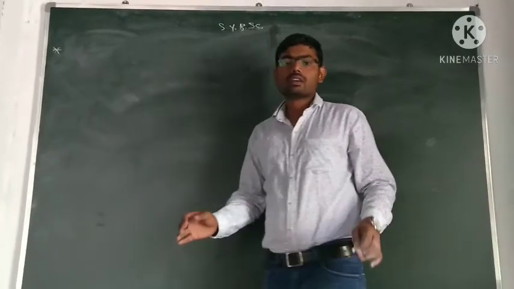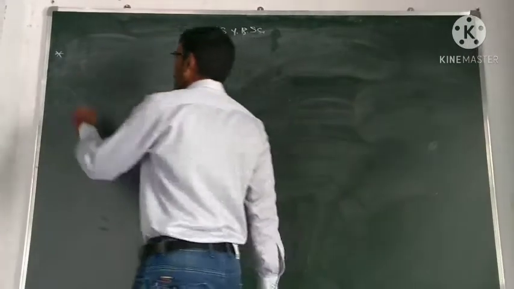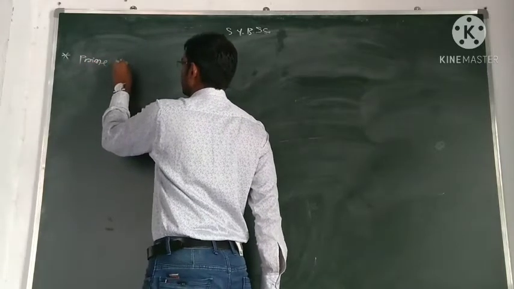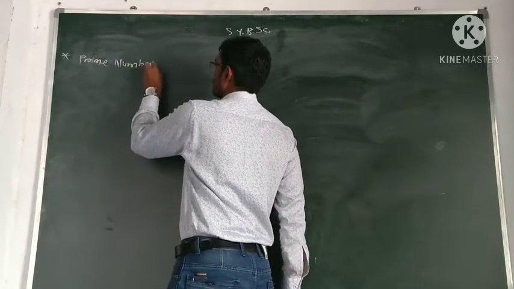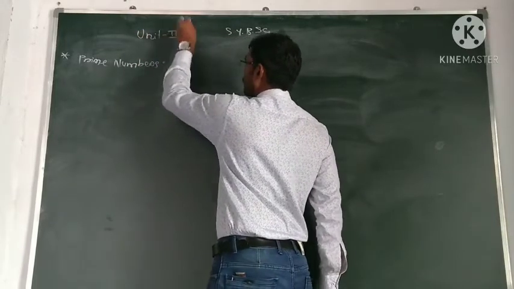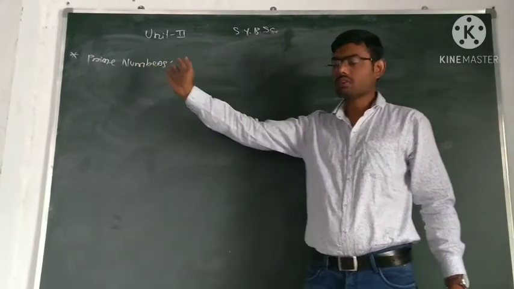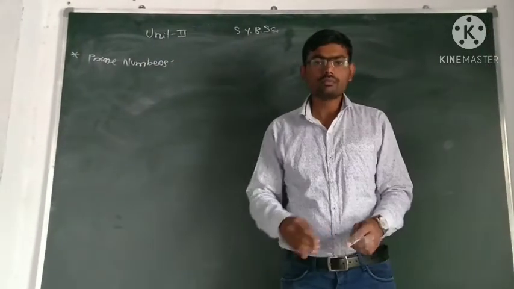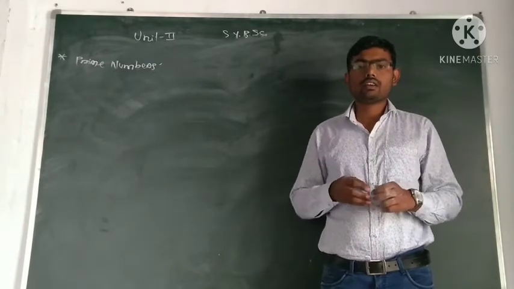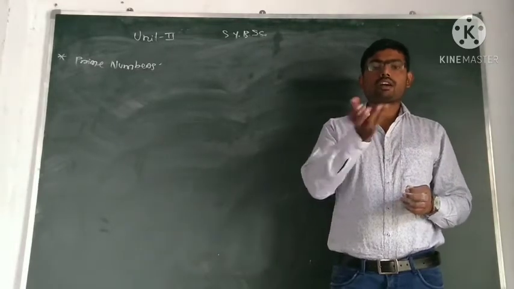So the first topic of unit 2 is prime numbers. But in the book it is continuing in the first chapter. You may know the concept of a prime number, but I will again clear your idea about what a prime number is and what a composite number is.